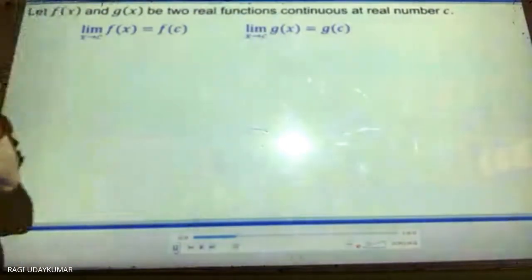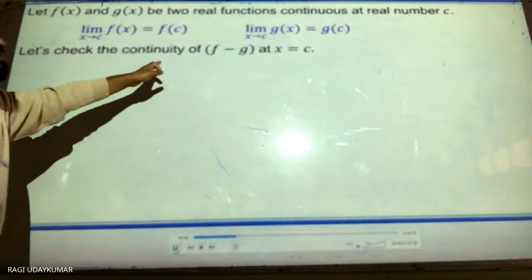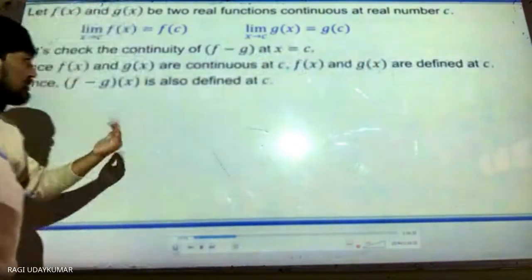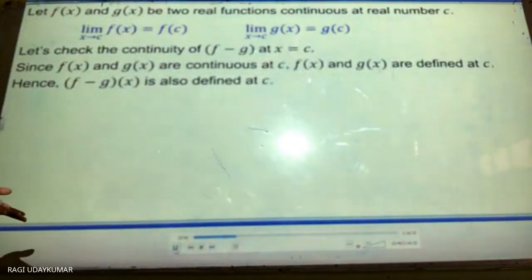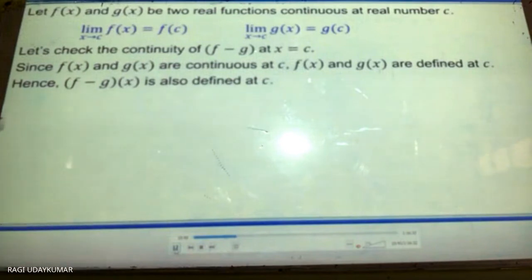In the same pattern, the difference of the two functions is also continuous. Let's take the continuity of the function f minus g at x equals c. The same pattern applies, with just the difference. And the product of the functions is also continuous in the same way, and the division, meaning the quotient of the functions, is also continuous.